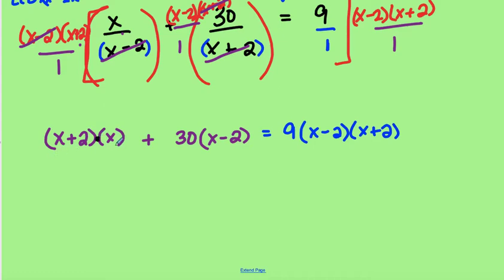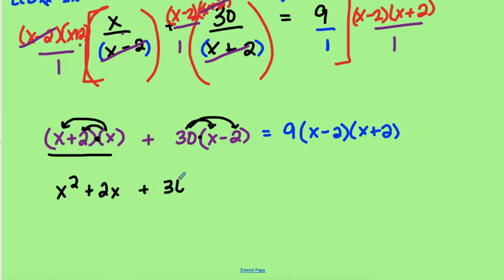Now I have to work with each side of the equation. Now we have to do our order of operations on each side, so I'm going to do the multiplication here. So that means I'm going to distribute the x, and I'm going to get x squared plus 2x. Here I'm going to distribute the 30, and I'm going to get plus 30x minus 60. And then I'm going to combine everything, so I get x squared plus 32x minus 60.